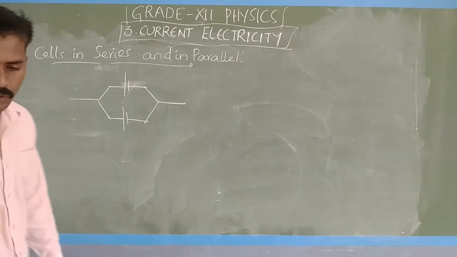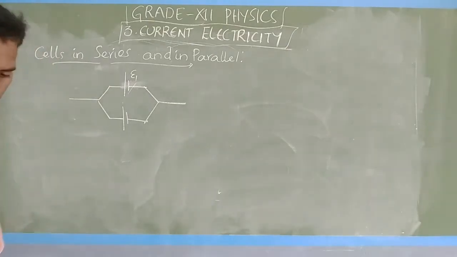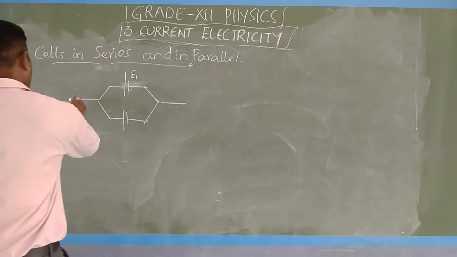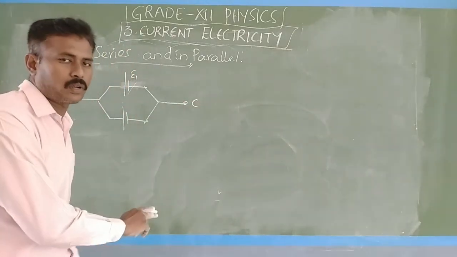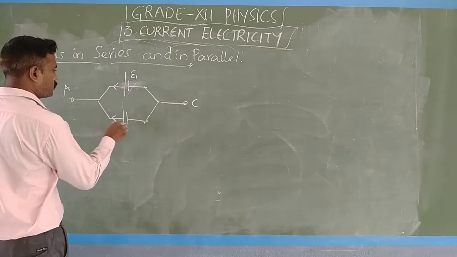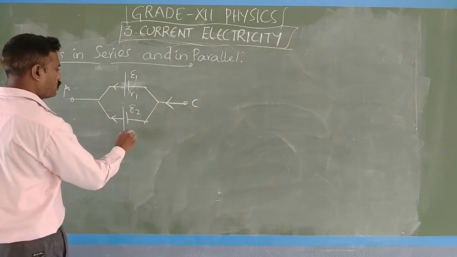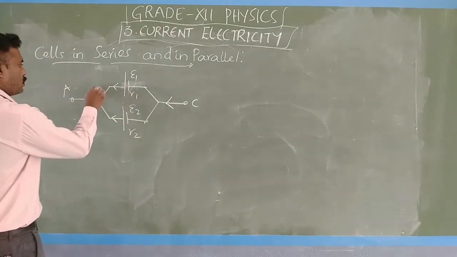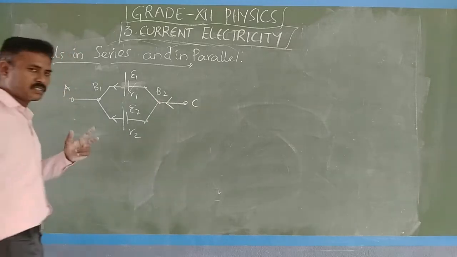This is a parallel combination. Okay. So in the cell E1, how is the direction marked? Always make sure the current comes out as output from the positive. R1 and R2, consider it as two connections, B1 and B2.